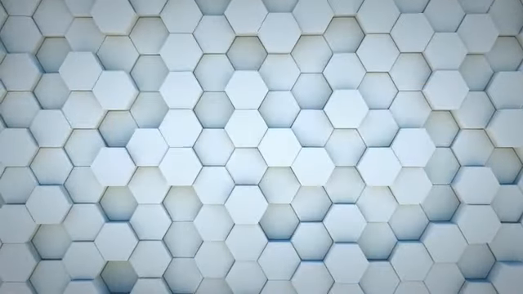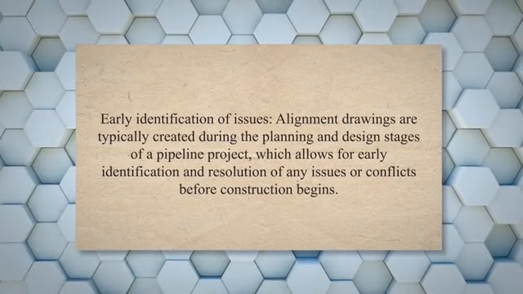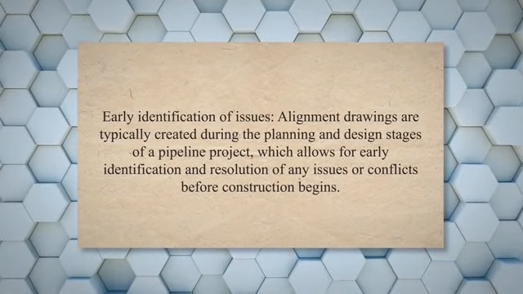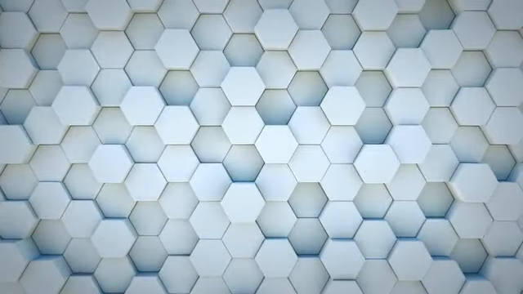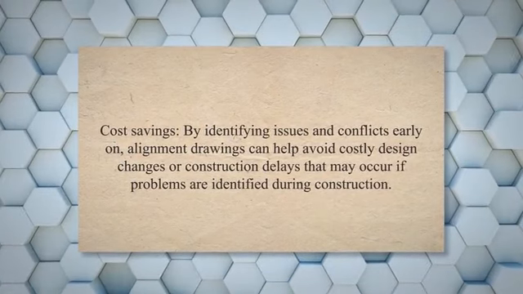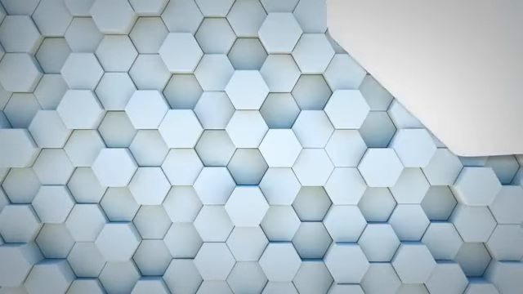Early identification of issues. Alignment drawings are typically created during the planning and design stages of a pipeline project, which allows for early identification and resolution of any issues or conflicts before construction begins. Cost savings. By identifying issues and conflicts early on, alignment drawings can help avoid costly design changes or construction delays that may occur if problems are identified during construction.